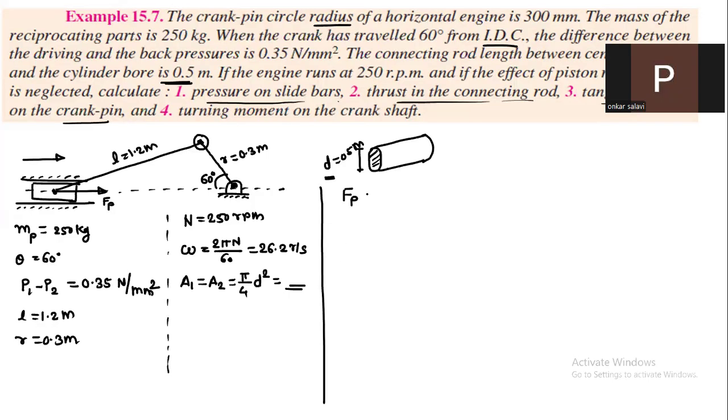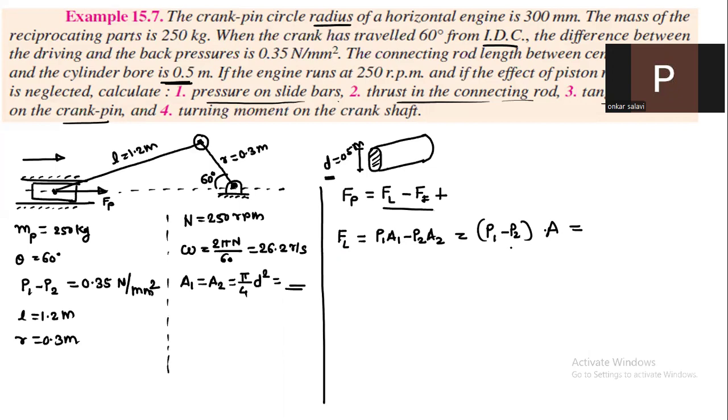FP, which is the net effort, is equal to FL minus Fi. As the engine is horizontal, the weight of the piston will not affect this FP, so it is just FL minus Fi. First calculate FL, which is the load on the piston. This is equal to P1A1 minus P2A2. Here the area is the same, so we can take P1 minus P2 into the area.